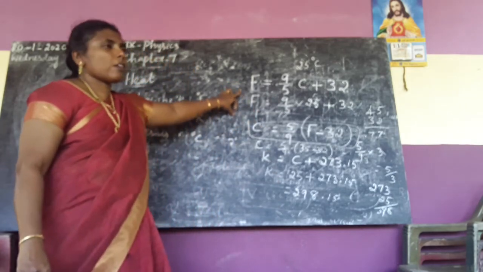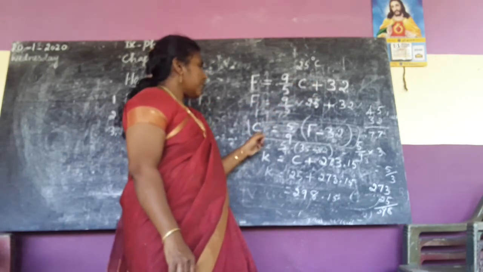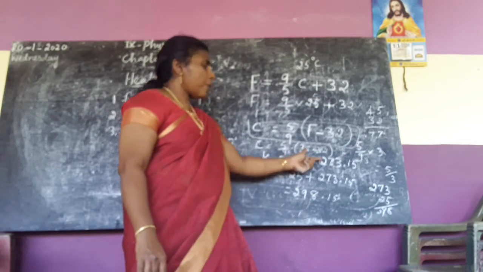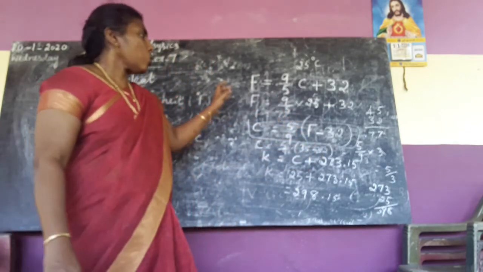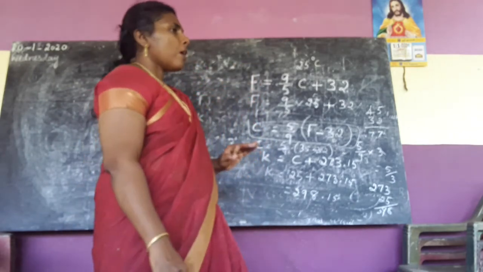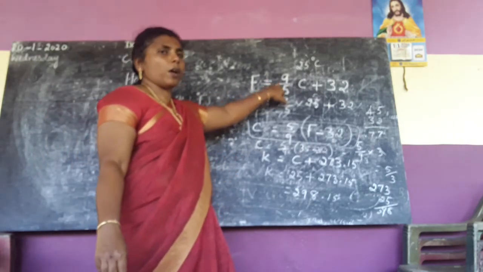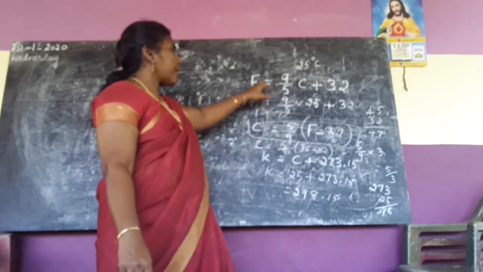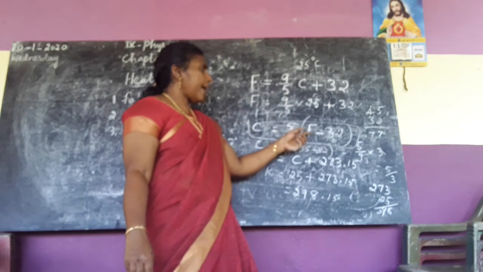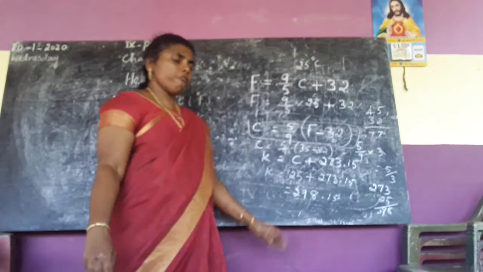So 3 formulas are there. Fahrenheit: F equals 9 by 5 C plus 32. Next, C equals 5 by 9 into F minus 32. Next, K equals C plus 273.15. So these are the 3 formulas to calculate. Example problems are also there. Work everything out in the book, go through and find out by using these formulas. Okay. 3 formulas. What are the formulas? F equals 9 by 5 C plus 32, C equals 5 by 9 into F minus 32, and K equals C plus 273.15.